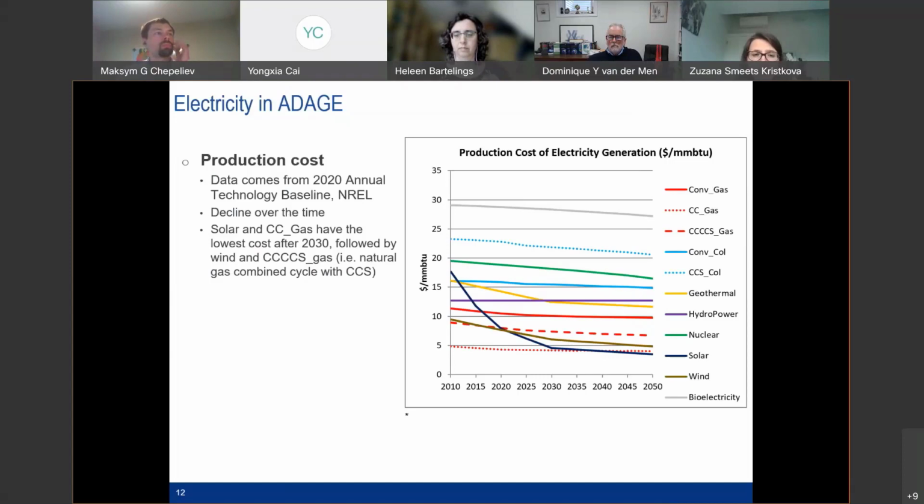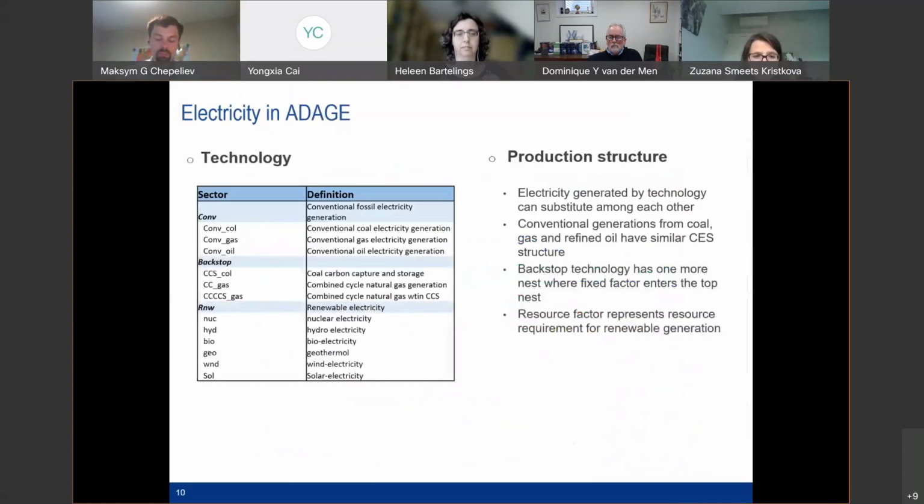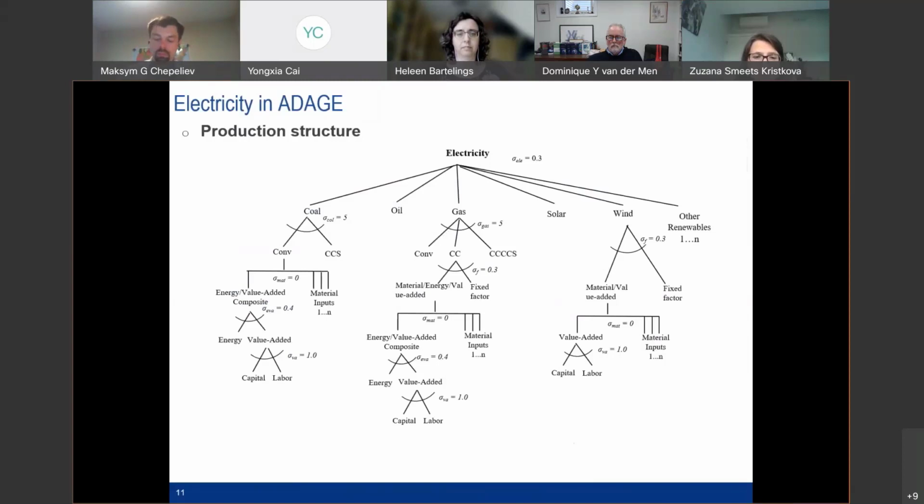We include them, then we use this structure to see how each technology competes with each other. Okay. The key factor is also, Dominic, I actually tried to run sensitivity analysis on the top level substitution and the fixed factor substitution part. And also the endowment of fixed factor, they really play a big role in how big the renewable or CCS would produce.